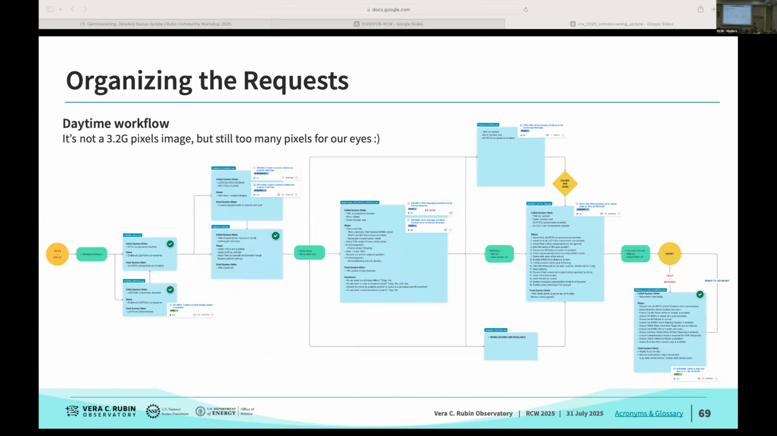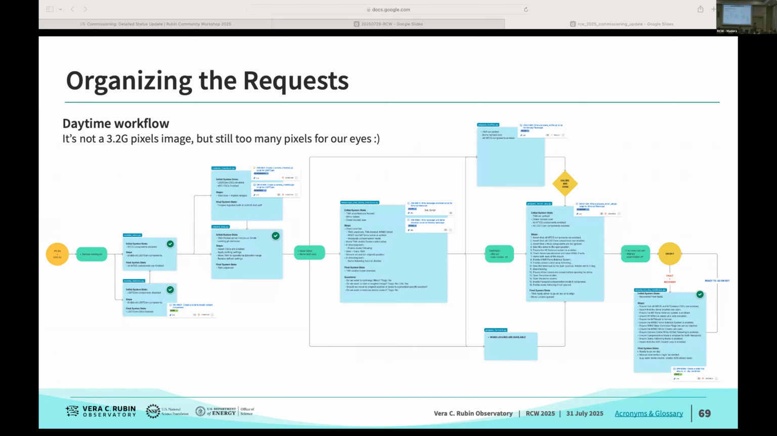So those requests were requested by different people in the group, so they didn't come organized to us. So we organized those requests in a workflow that makes sense, because some of those requests had overlap with other requests. So we had to organize those in a workflow for our daytime preparation.